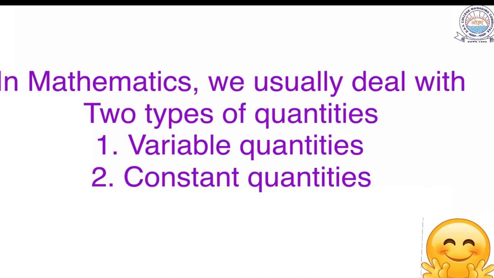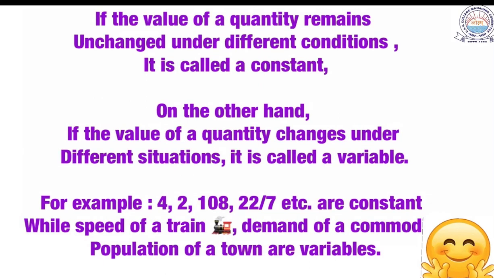Yes, sir. In mathematics, we usually deal with two types of quantities, variable quantities and constant quantities. If the value of a quantity remains unchanged under different conditions, it is a constant. On the other hand, if the value of a quantity changes under different situations, it is called a variable. For example, 4, 2, 108, 22/7 are constants, while speed of train, demand of commodity, population of town are variables.